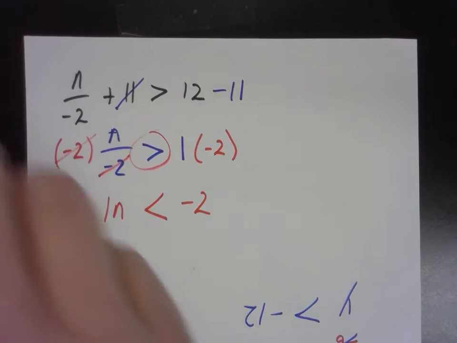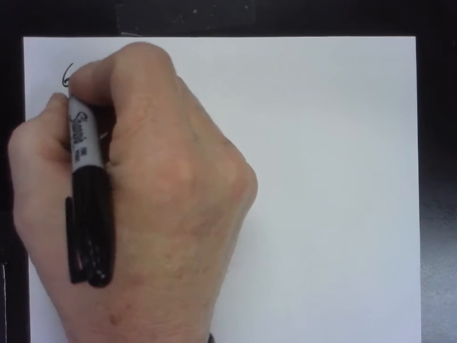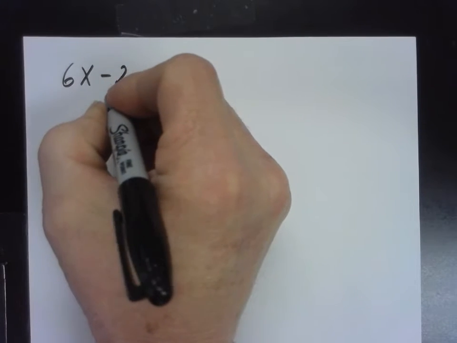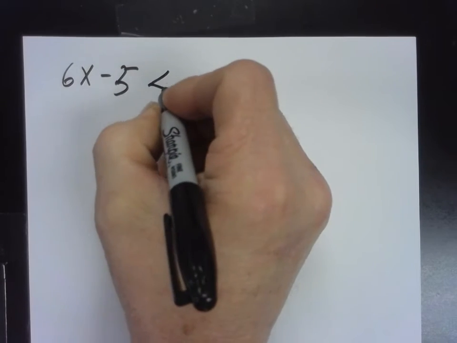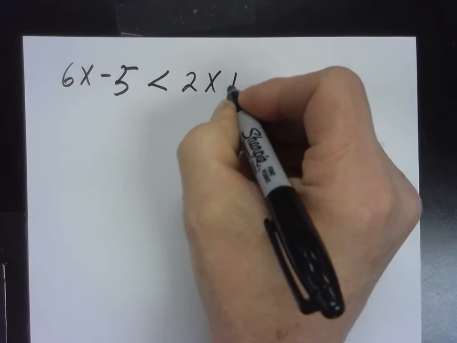Okay, you ready to try one? Too bad. Here you go. I think you're ready. Now this one's more than just a couple steps, but I think it'll be fine. 5 less than 2x plus 11.